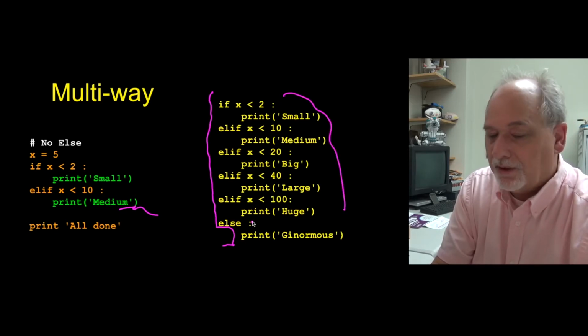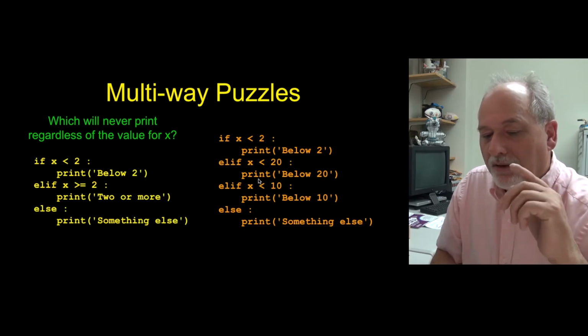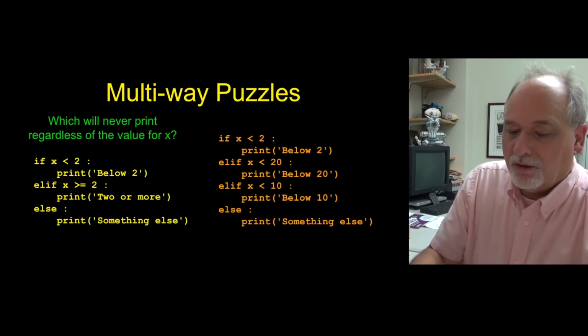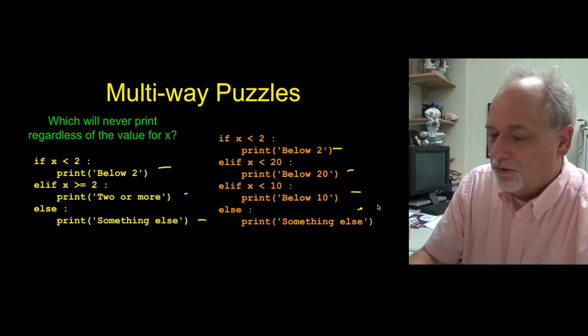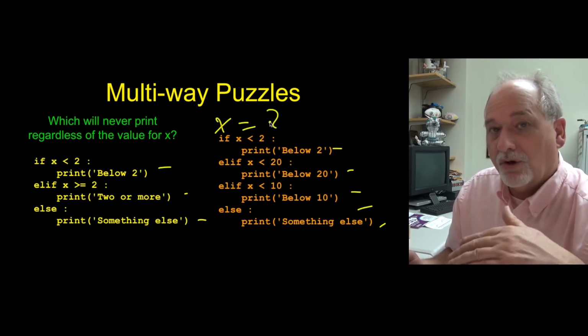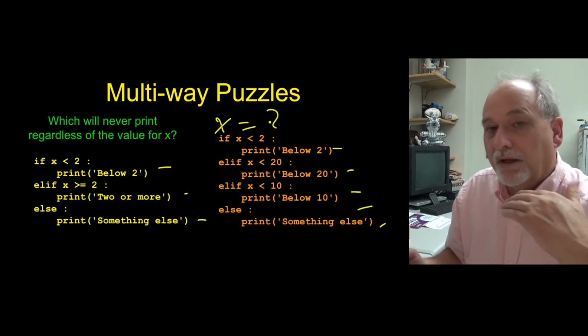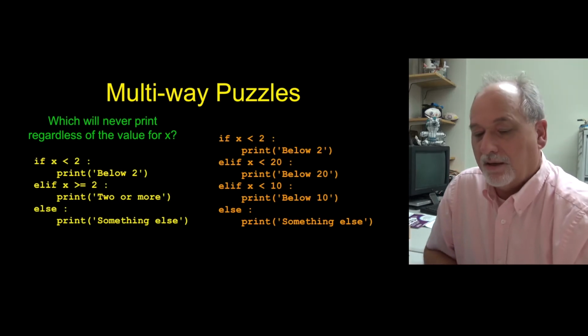So I've got a couple little things. I'll let you pause right now and look at the 3 or 4 lines of code with x equals something. The question is, are there lines of code that will never execute regardless of the value for x? I'll let you pause and think about it, and then I'll explain it to you.